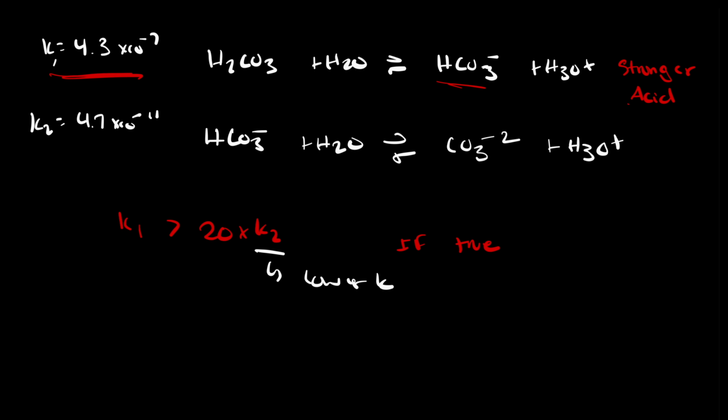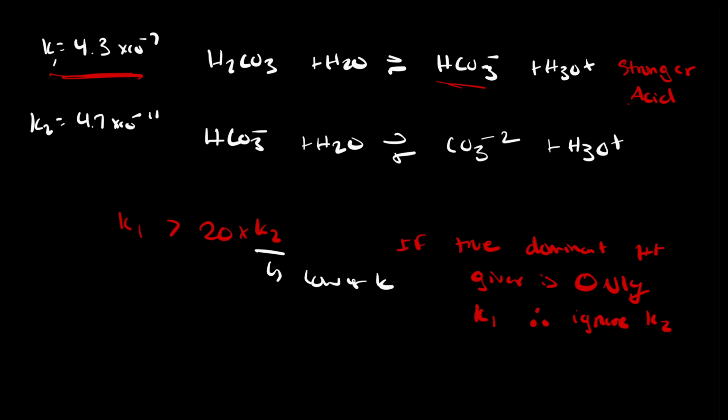the dominant H plus giver is only K1, therefore ignore K2. So essentially, we can just do one icebox with our equilibrium, and the chemical equation given by it.